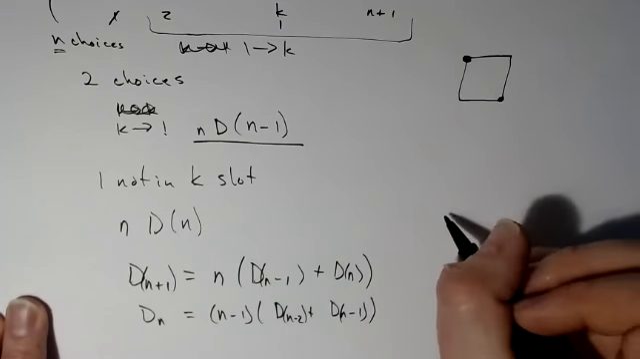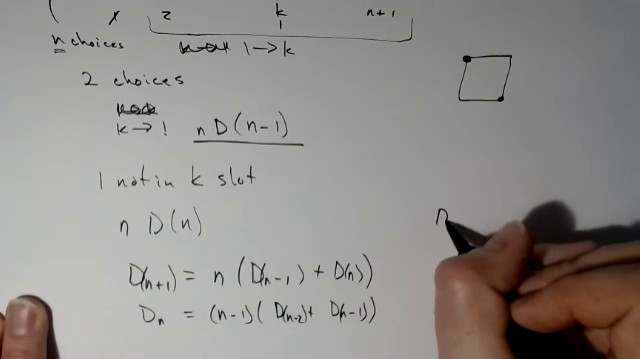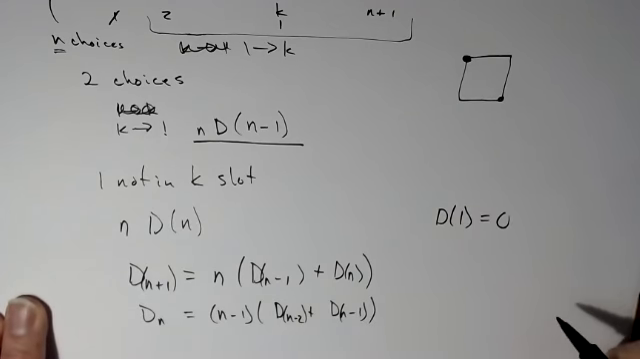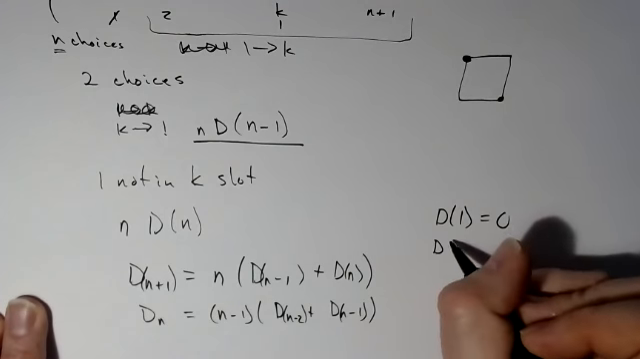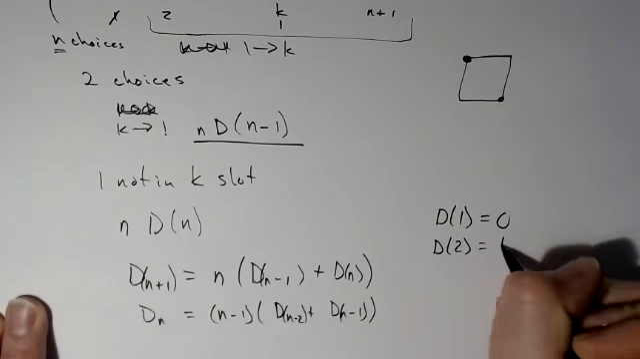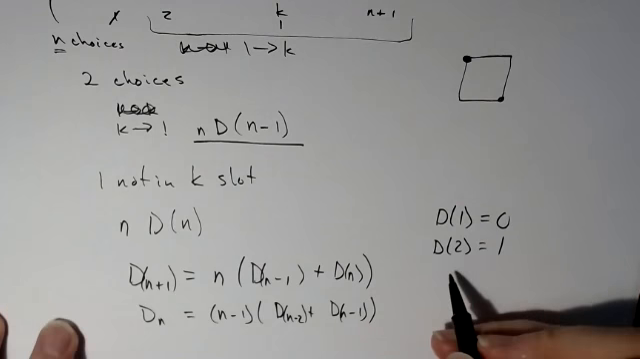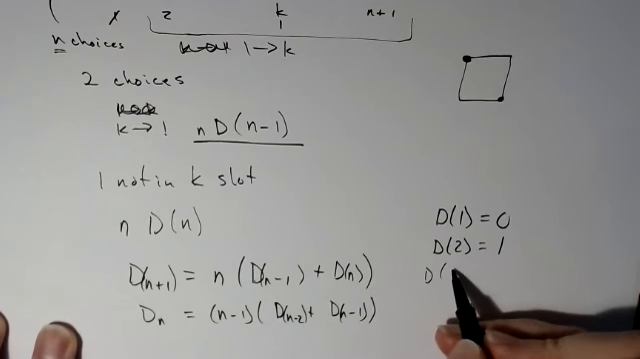We need initial conditions though. So there are 0 ways to derange one item. There's exactly 1 way to derange 2 items. And so that's enough initial conditions for us. Now we can use the formula and then kind of verify it.